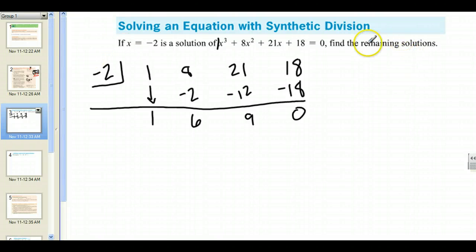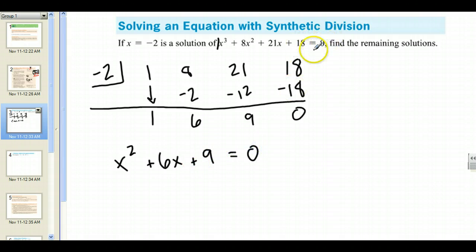Alright, find the remaining solutions. Remember, this is now a 1x squared. This was a cube, so this is a 1x squared, or just plain x squared, plus 6x plus 9. Alright, and that's the other factored piece. So since it's equal to 0, we set this equal to 0 as well.